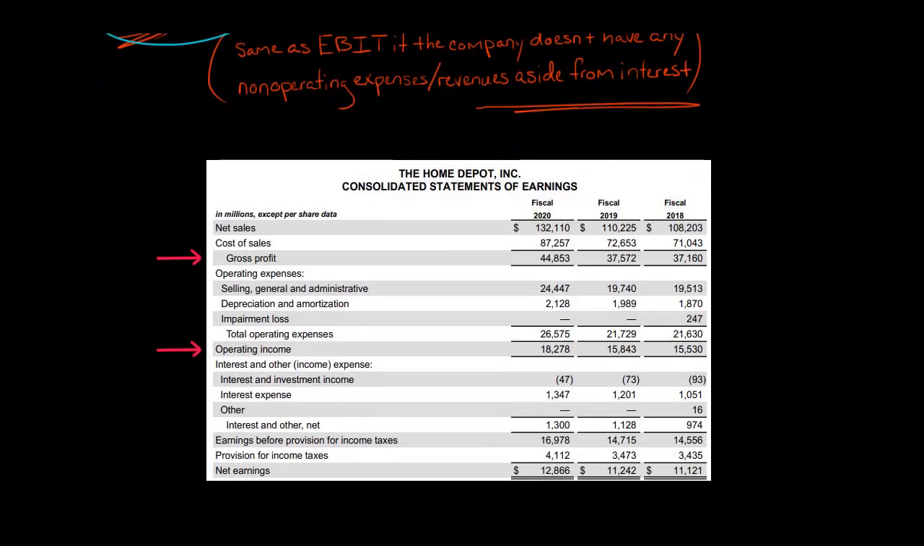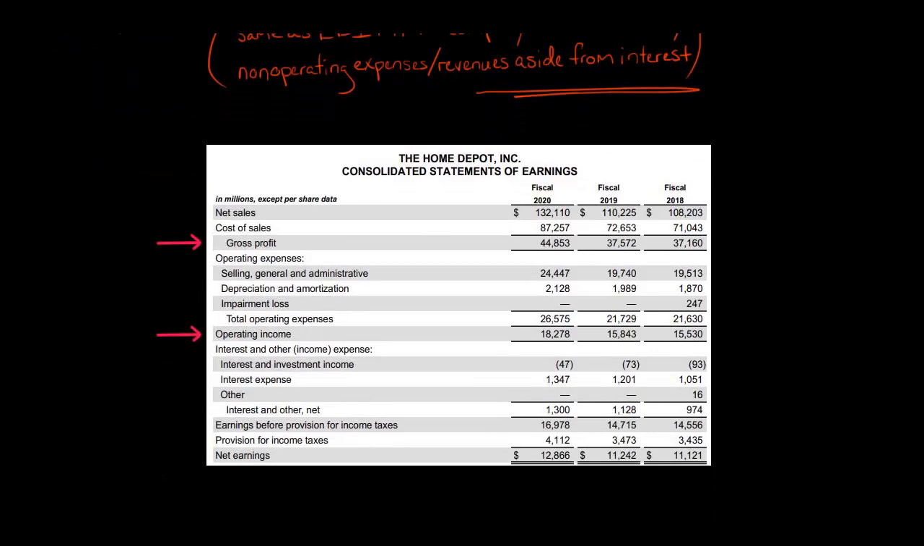Let's look at an actual set of income statements here. So we've got the company Home Depot, and we've got 3 income statements, but we'll just focus on fiscal year 2020, and we'll look at the gross profit and the operating income for Home Depot. So it's all nice and set here. They've got net sales here right at the top, $132.11 billion for 2020, and these amounts are in millions. That's why I said billions.